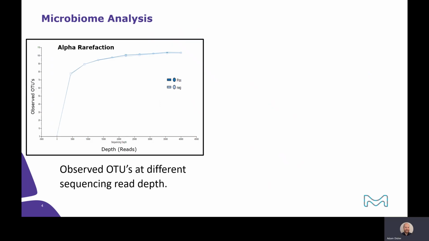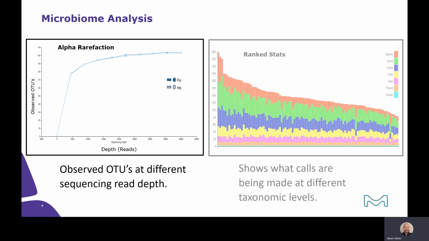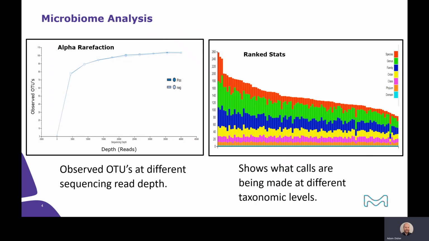Once the data is uploaded, we can generate a wide variety of figures. The first data we can visualize is alpha rarefaction. This shows the observed OTUs for each read depth. As you can see, we quickly reach a sequencing depth at which all available taxonomic data is captured. The ranked stats graph shows what calls are being made for each sample at different taxonomic levels.